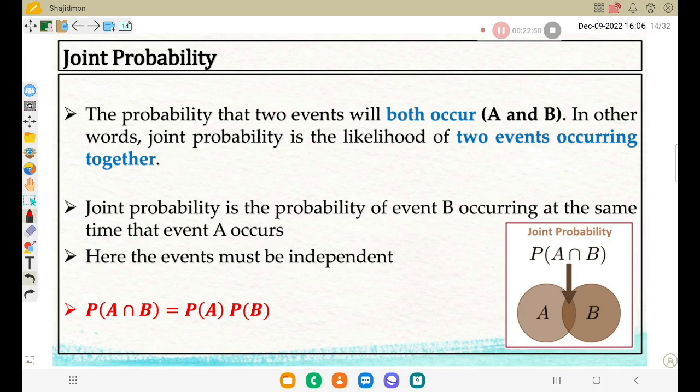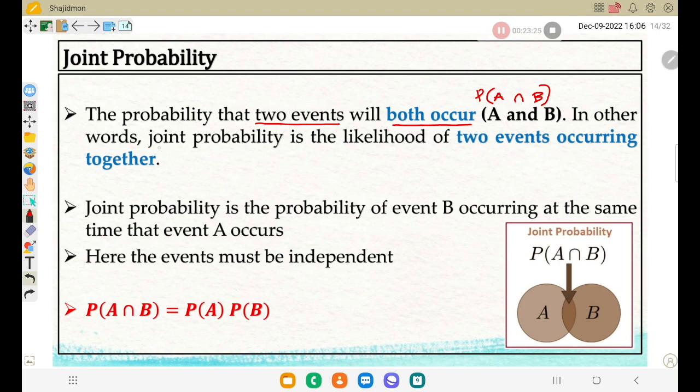What is the meaning of joint probability? Joint probability means the probability that two events will both occur together. Both should occur, that means A and B. And means intersection, correct? A and B, A intersection B, probability of A intersection B. That means the events A and B both occur together.